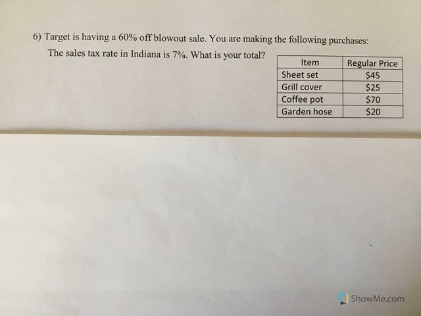And the last one, this is a two-part problem. So Target is having a 60% off blowout sale. You're making some purchases. Looks like it's summer. The tax rate in Indiana is 7%, so what is your total?